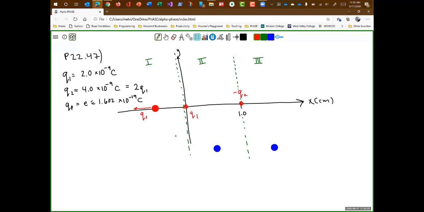Now let's look at charge 2. Will charge 2 repel or attract the proton? And I wrote Q1 there, that I should have written Q sub P for the proton. And the proton suddenly turned red. Let me turn it back blue. So for the proton, will charge 2 attract the proton or repel the proton?